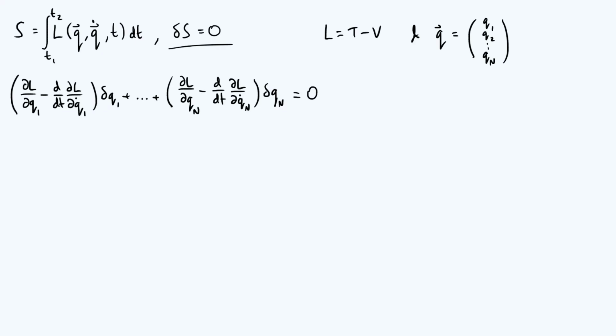But what about if there are constraints? Well, in that case, the delta q's are no longer independent of each other, right? For example, maybe you can't change q1 without changing q2, and that means because the delta q's are no longer independent, you can't set the individual coefficients to 0 anymore. So we've got to think a bit more carefully about how to deal with constraints.